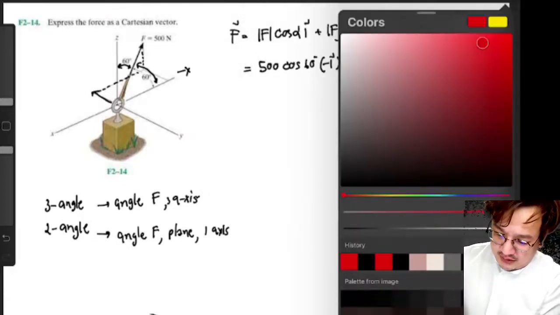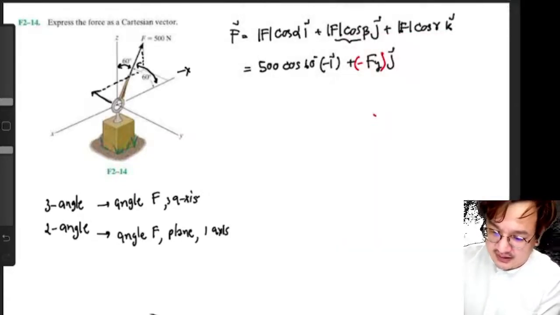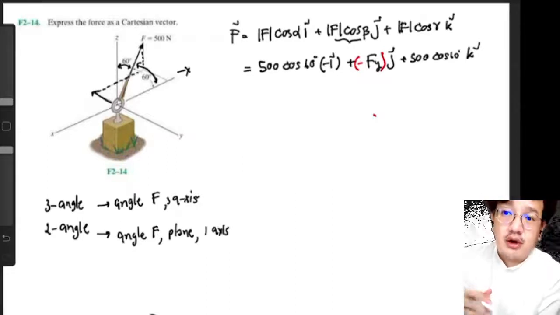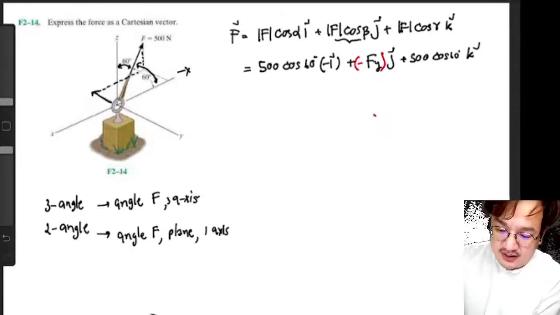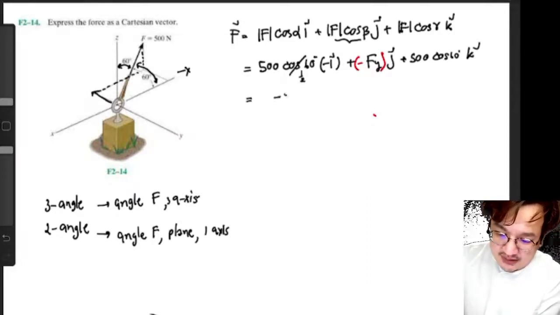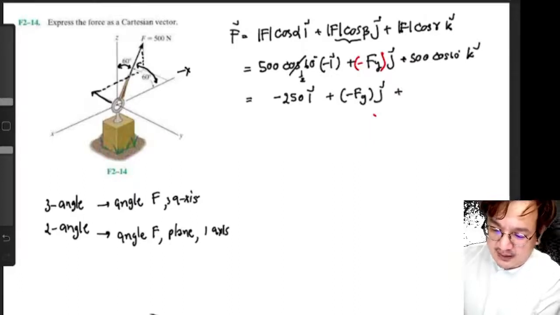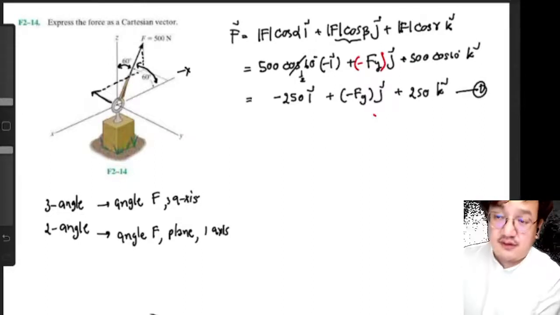And then I will continue with the Fz, which is equal to 500 cos 60 as well, and then k. So I will reduce this term by putting the value of cos 60, which equals 1 over 2. So I will get minus 250 i plus minus Fy j, and then plus 250 k. So I will leave this as the first equation.